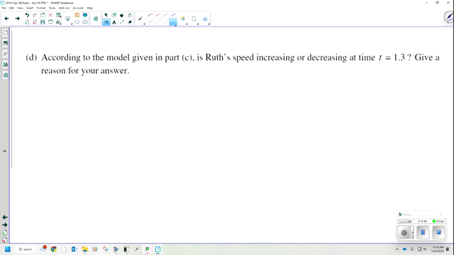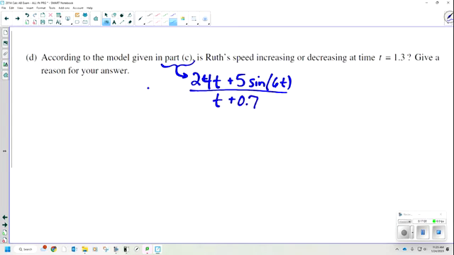So first of all, the model in part C, in case you didn't need part C or you fast forward through it or whatever, that's 24t plus 5 sine of 6t all over t plus 0.7. Okay, this is velocity. I know they call it g of t, but I'm going to say v of t because it represents velocity. So in order to determine whether a speed is increasing or decreasing, we need to look at velocity and acceleration. So I'm going to take this little bracket here.